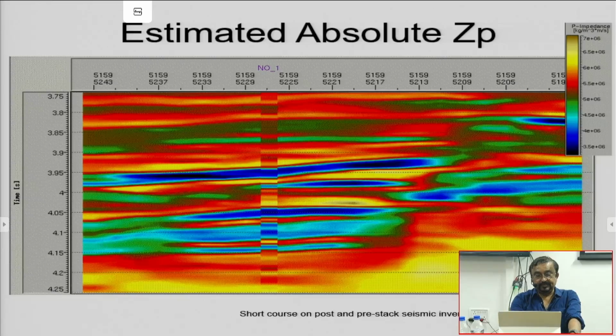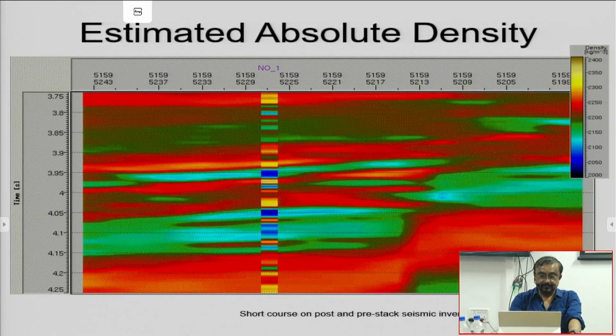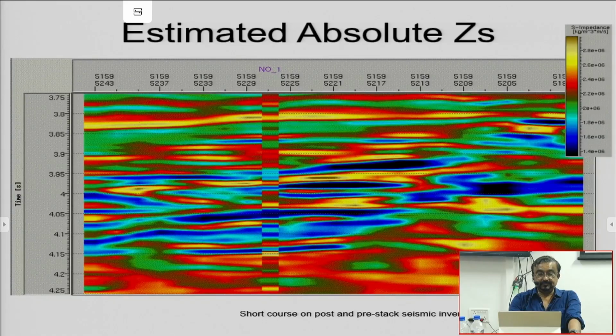So this is your acoustic impedance. And if you look at it, this actually does a little better job than the post-stack. Slightly higher resolution. This is actually pretty good. And then you have the shear impedance. It's not as good as the P impedance, but overall it's not too bad, okay?